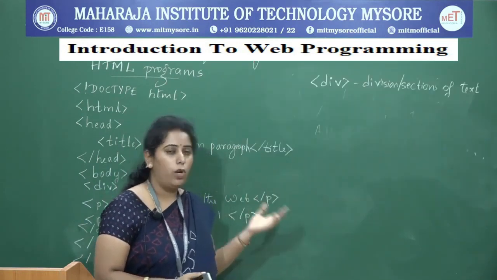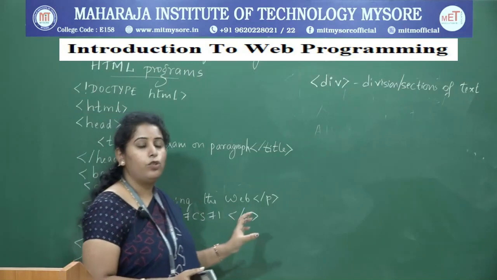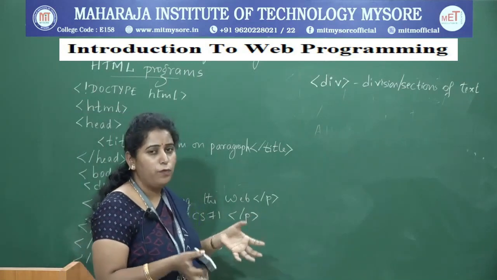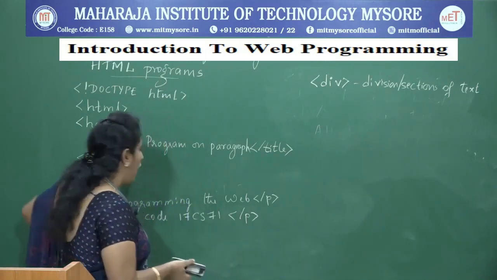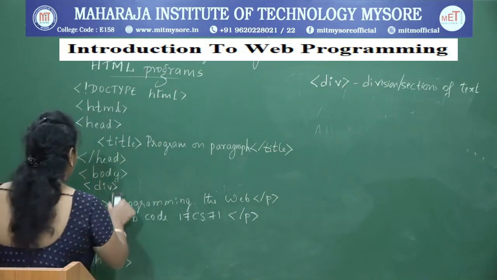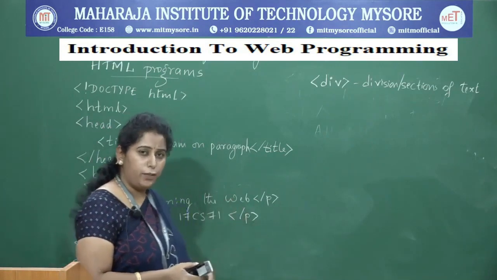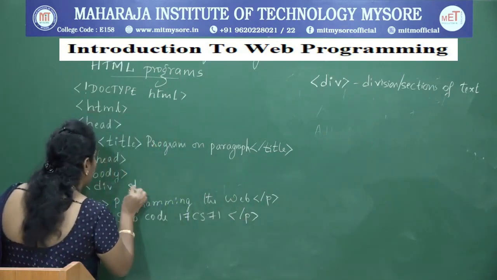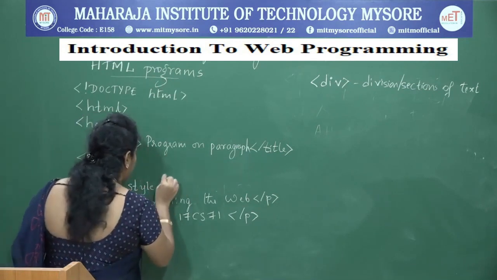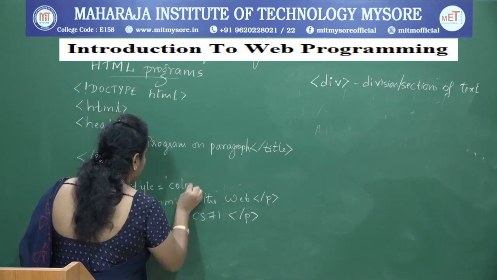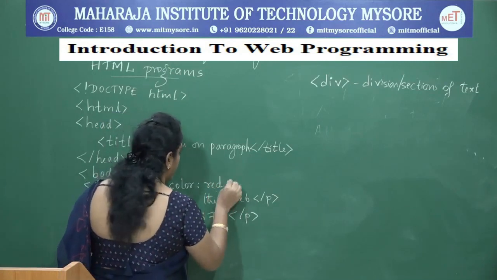Then you can have a doubt, what is the use of using the div tag? Is it right? See, I told you that the div tag is used to form a single section of different paragraphs. How it is useful means, see, for the div tag also I can make use of attributes. That is, the attribute name is style and the value I am assigning is color. Color I am giving red.